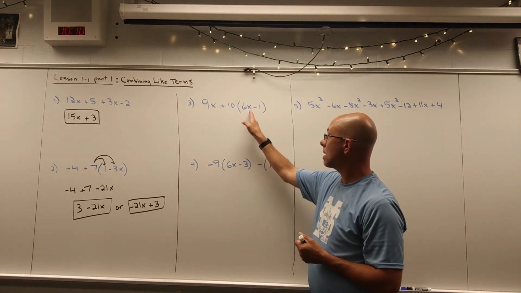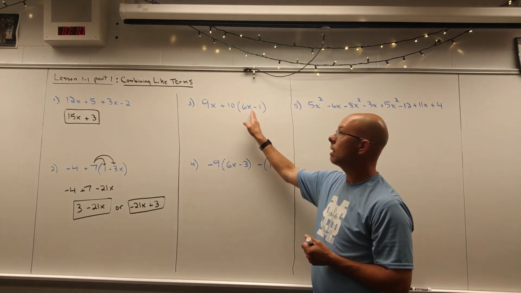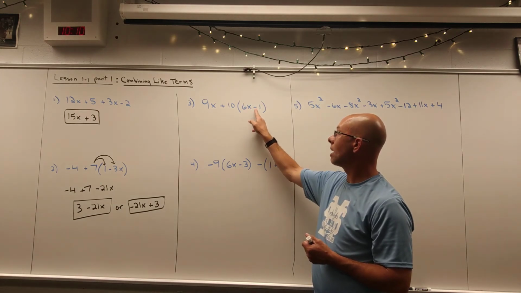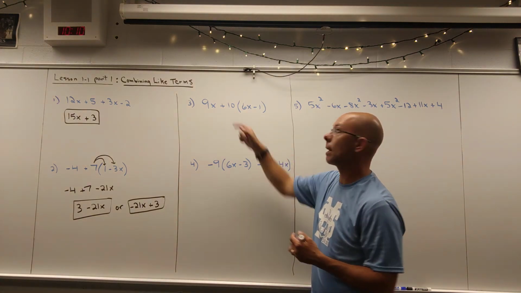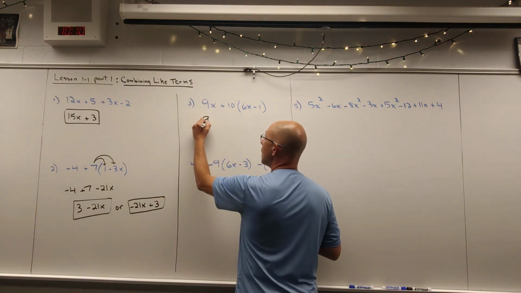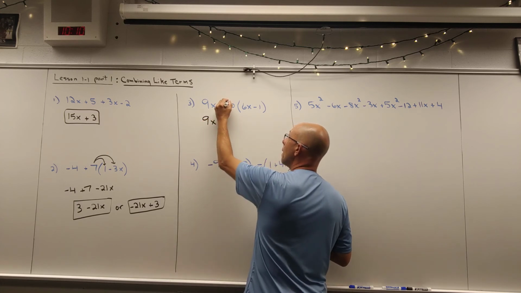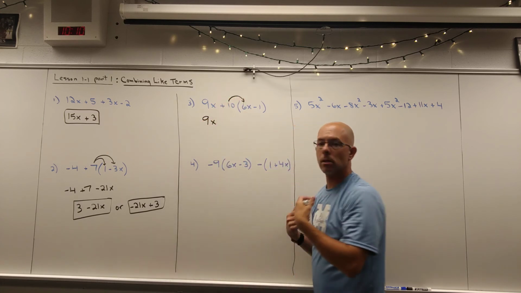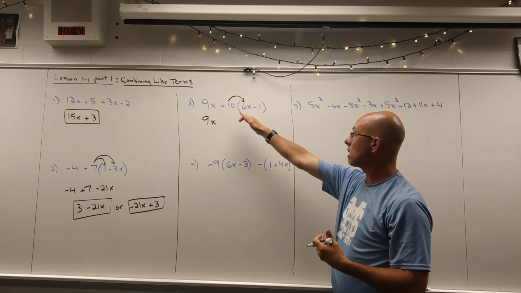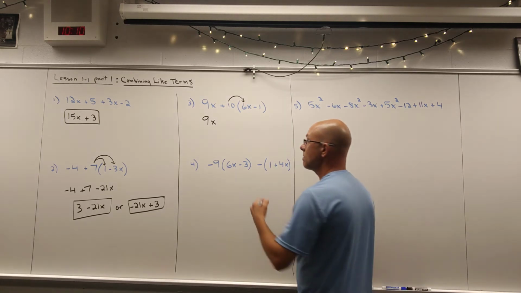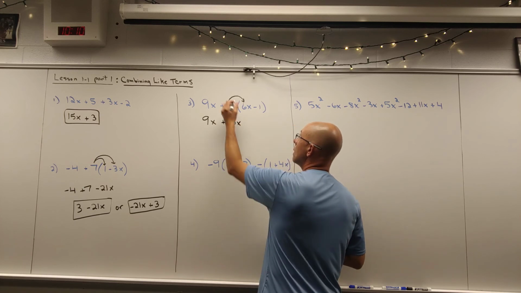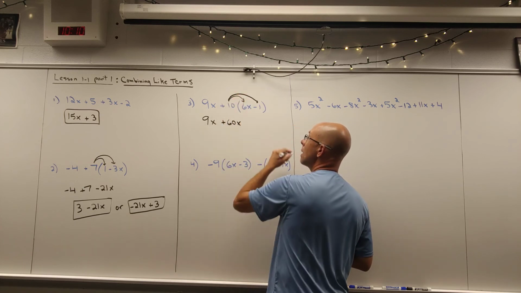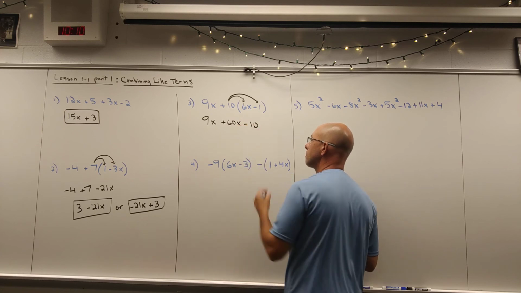Okay, moving on to number 3, not a lot different. You have a parenthesis. Inside the parenthesis is subtraction, but it's unlike term subtraction, so I can't do it, hence the distributive property. So 9x, distribute, hence multiply. Positive 10 times 6x is positive 60x. 10 times minus 1 is minus 10.